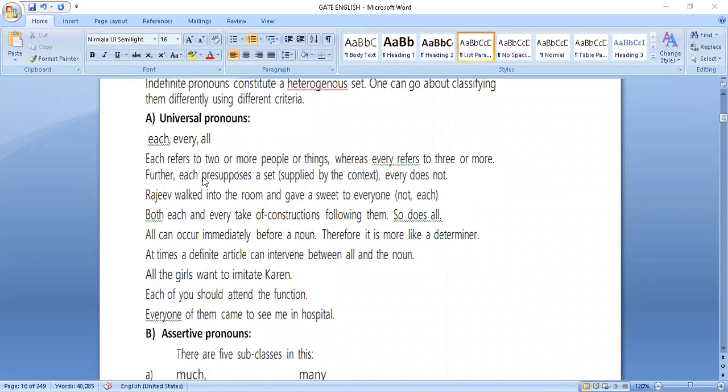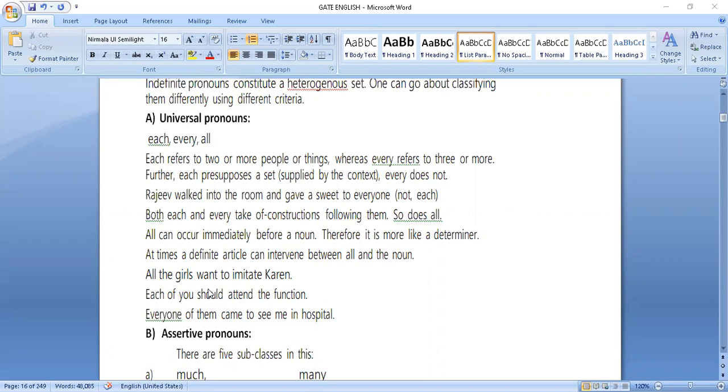Further, each presupposes a set supplied by the context. Every does not. Rajiv walked into the room and gave a sweet to everyone, not each one. But each and every take of constructions following them. So does all. All can occur immediately before a noun. There is more, therefore it is more like a determiner. At times, a definite article can intervene between all and the noun. All the girls want to imitate Kareem.